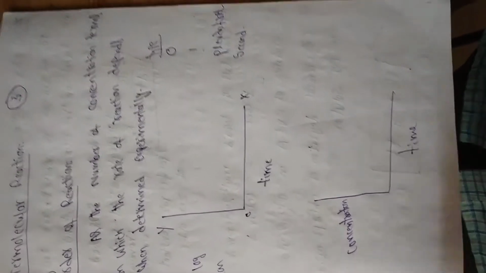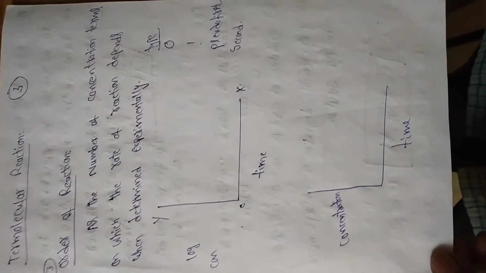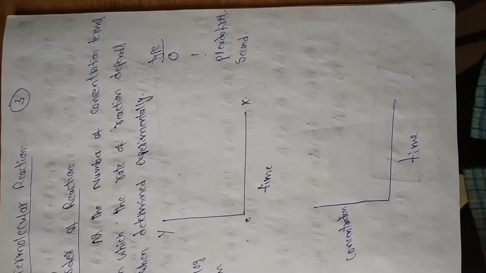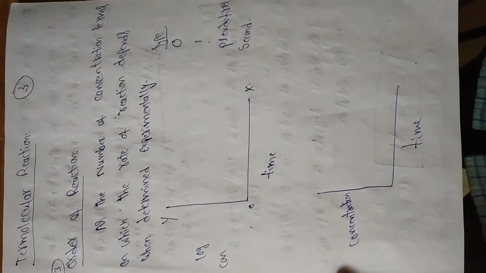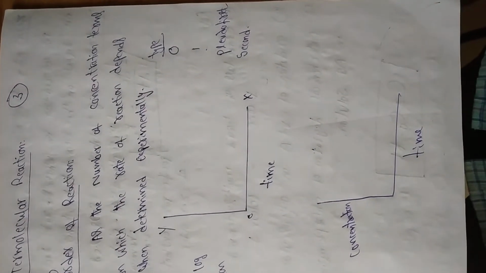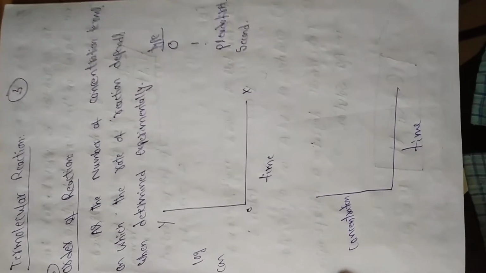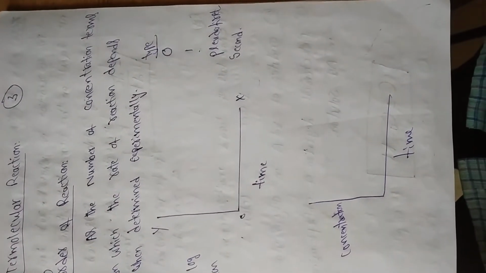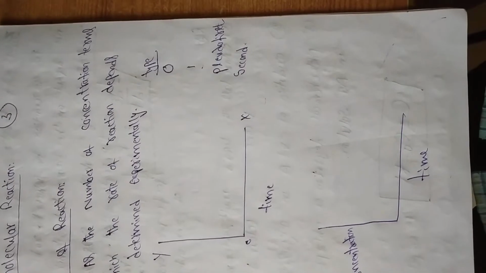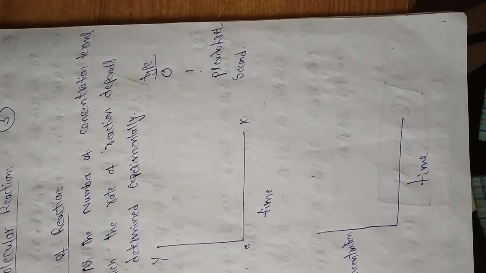Good morning students. Today I am discussing order of reactions. Order of reaction is defined as the number of concentration terms on which the rate of reaction depends, when determined experimentally. There are different types of order of reactions involved in pharmacy: zero order, first order, pseudo first order and second order.